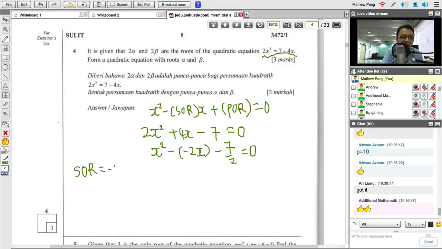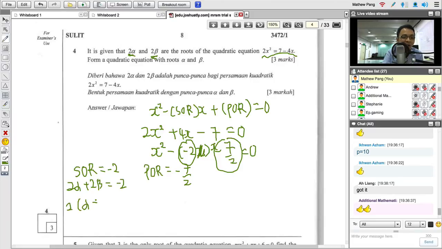The x should be outside here. And then I know my product of roots is negative 7 over 2. From the equation I got here, this is the product of roots, and this one is the sum of roots. My roots are 2 alpha and 2 beta, right? So 2 alpha plus 2 beta equals negative 2. I factorize out 2, alpha plus beta equals negative 2, then alpha plus beta will equal negative 1.